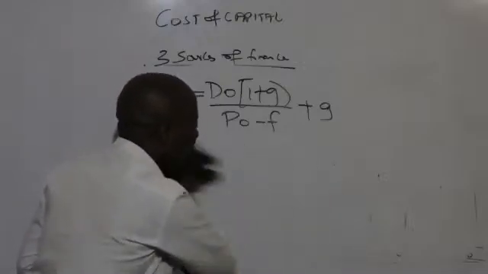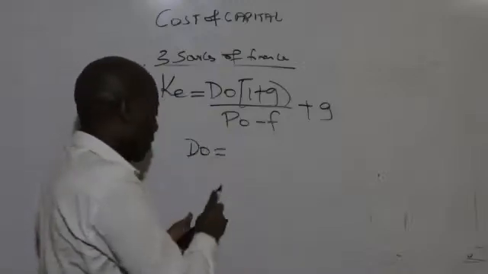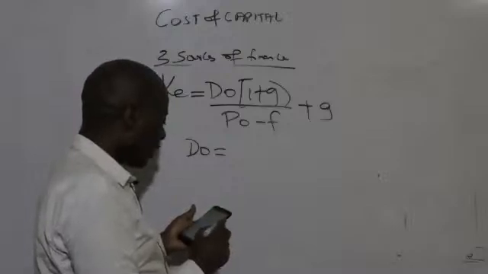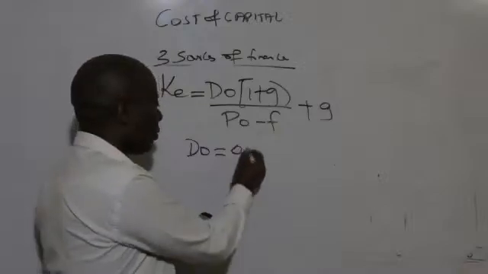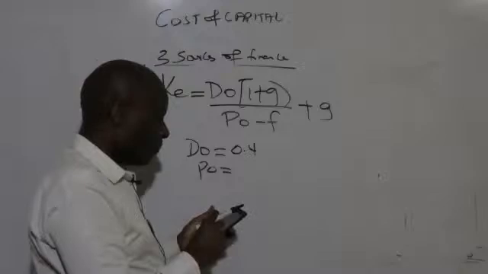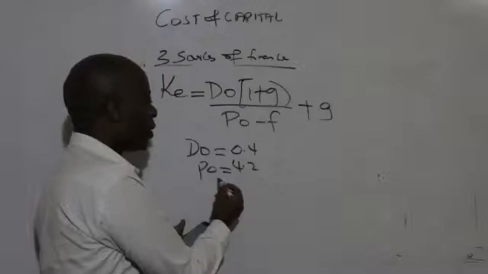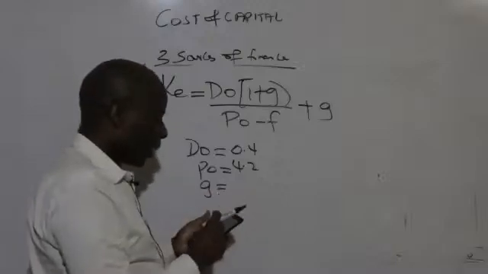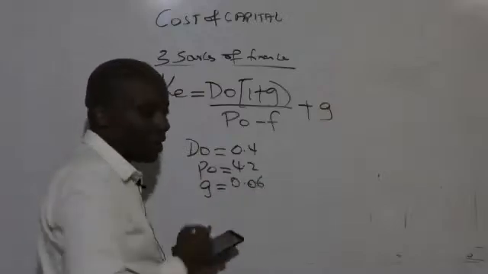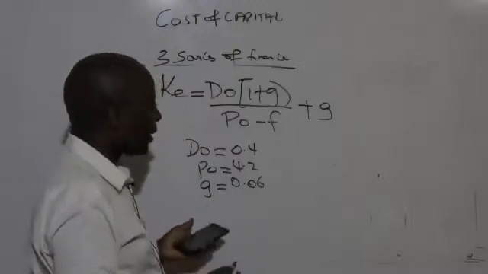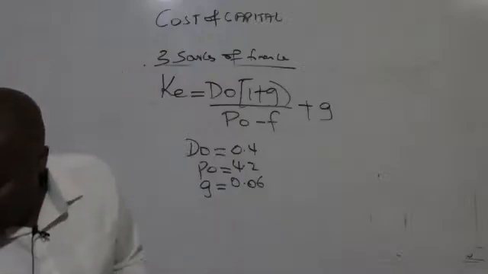Quite easy, ladies and gentlemen. These people have given us our D0. The dividend which has just been paid is 0.4. And then we have our P0, which happens to be 4.2. They have also given us the growth rate of 6%, which is the same as 0.06. So come and plug the figures in here to get our Ke.